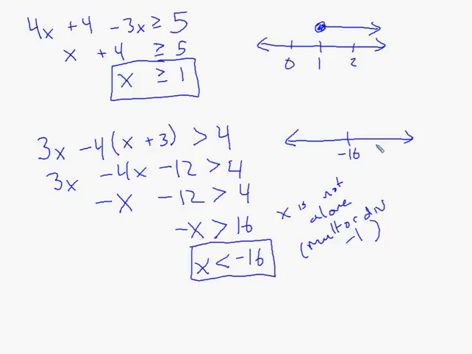Alright, so we have negative 16, negative 15, and negative 17 on the left. And open or closed circle? Open. And go which way? To the left. Left. Okay?